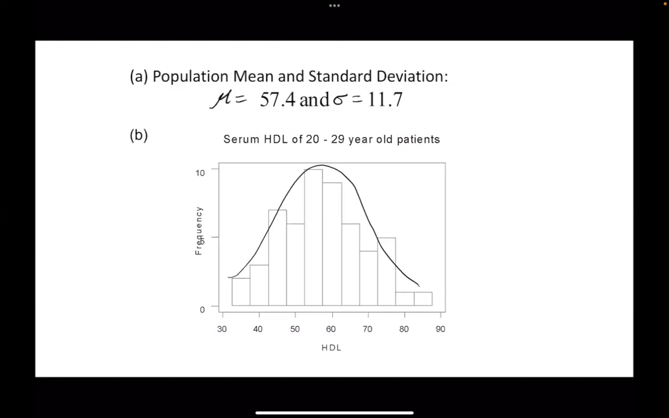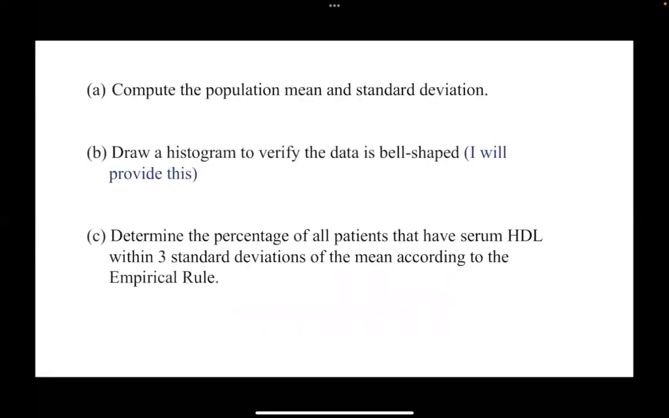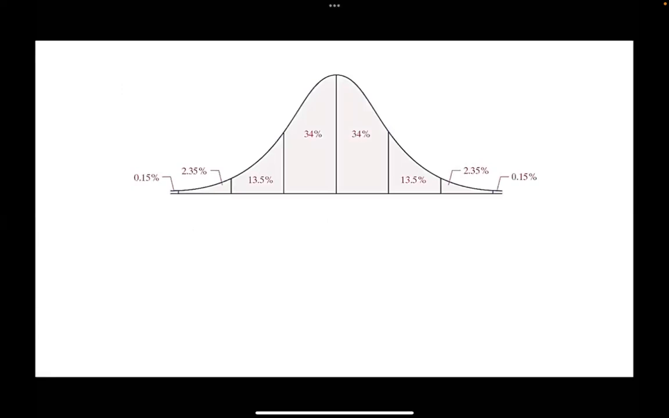There might be a slight right skew, but I don't think it's enough to say it's not normal. Most of the time you're going to be told it is approximately normal, and then you can just move on and use your empirical rule. So let's take a look. I already did that. So here is my empirical rule, my bell curve.